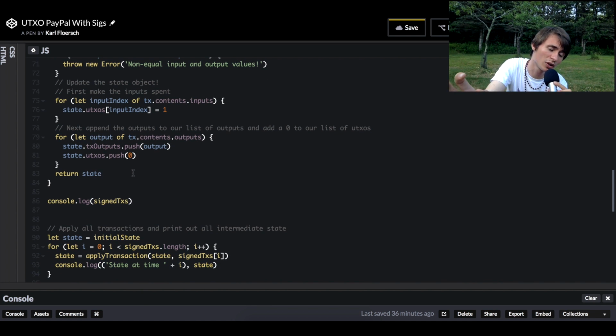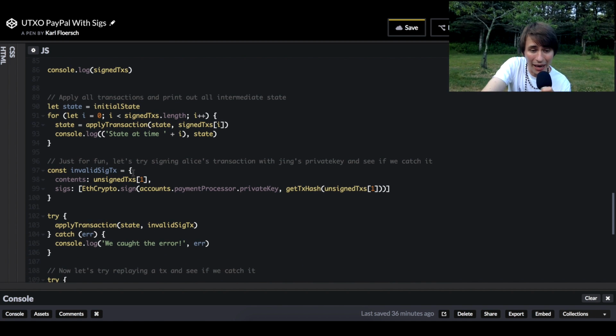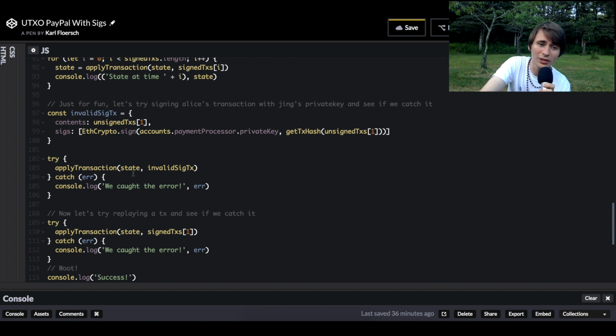Now, we're going to return the state. Remember, once again, this is JavaScript. It's returning a pointer to the state object that we've mutated in this function, unfortunately. Not a pure function. Now, that's about it. We're going to also check some errors, but in terms of normal functioning, that's all we really need to do.